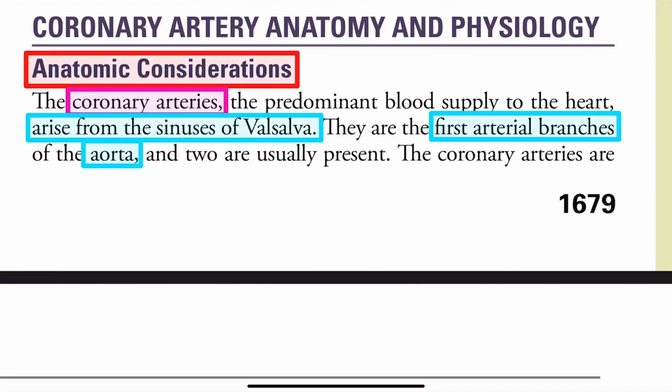Coronary circulation. Okay, so the coronary arteries are the predominant blood supply to the heart. Okay, so this is MCQ. Okay, and these coronary arteries arise from the sinus of Valsalva. Okay, and they are the first arterial branch of the aorta.